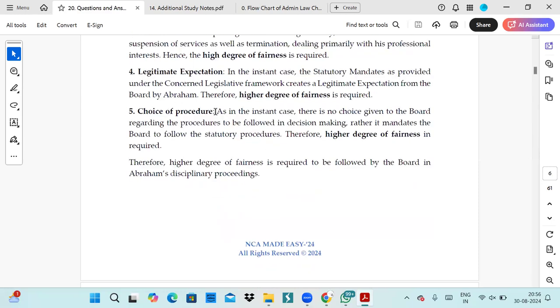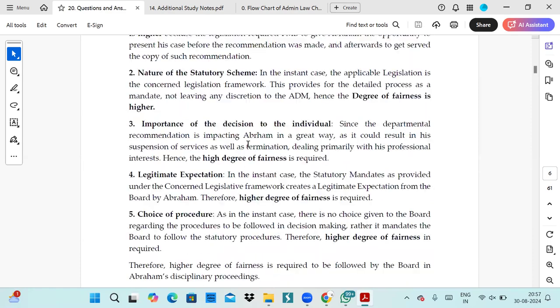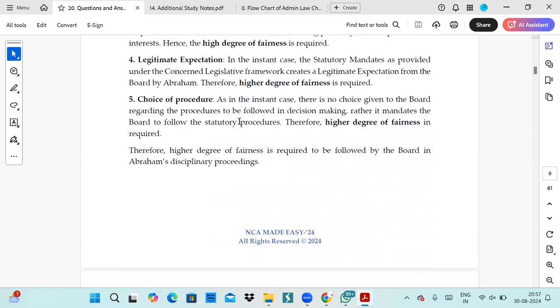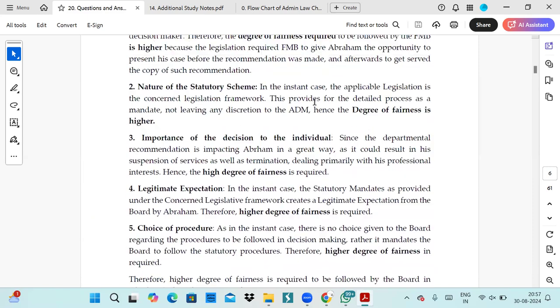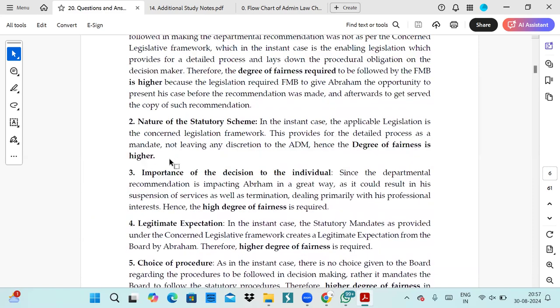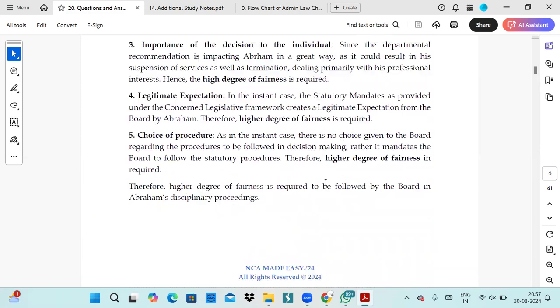Also, choice of procedure. If the choice is given to the ADM itself, then lower degree of fairness. Okay. If the choice is not given to the board, the ADM, then the higher degree of fairness is required. Then out of all these 5 points, you will see the majority. Here, of course, all the points are saying about higher degree. And I've highlighted everywhere, degree of fairness is higher or higher degree of fairness is required, so that it gives me an idea. I don't have to read everything again.